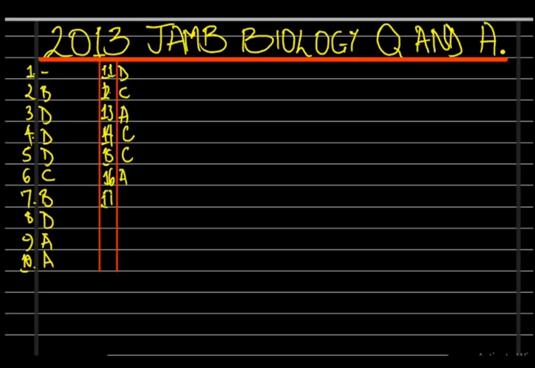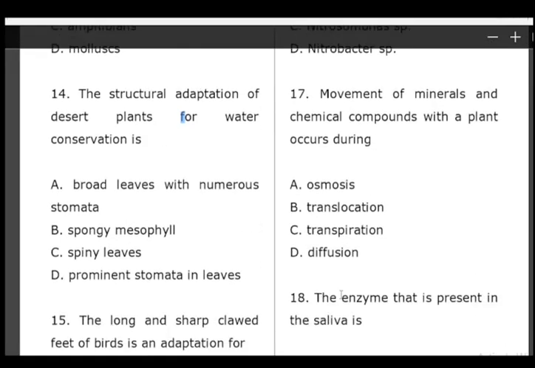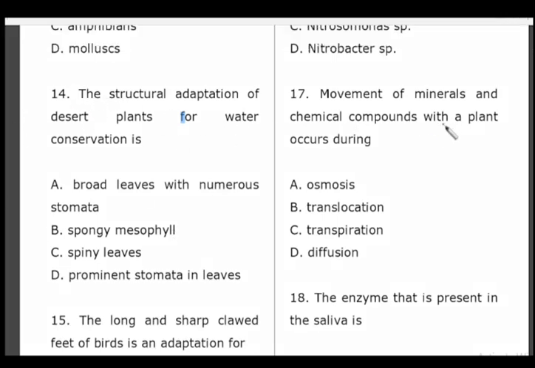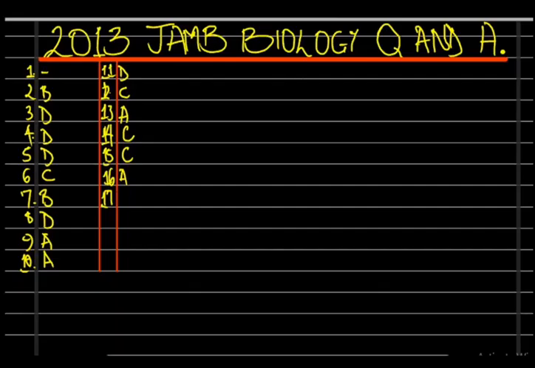And then we have question 17. The question says the movement of minerals and chemical compounds within a plant occurs during A. Osmosis, B. Translocation, C. Transpiration, and D. Diffusion. So the movement of materials and chemical compounds is the translocation of food from one point to another. So the answer is translocation. So that is option B for question 17.